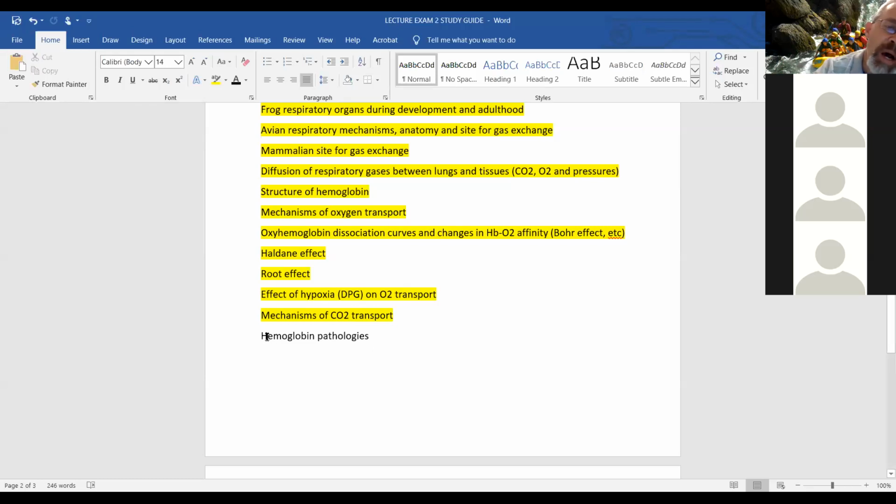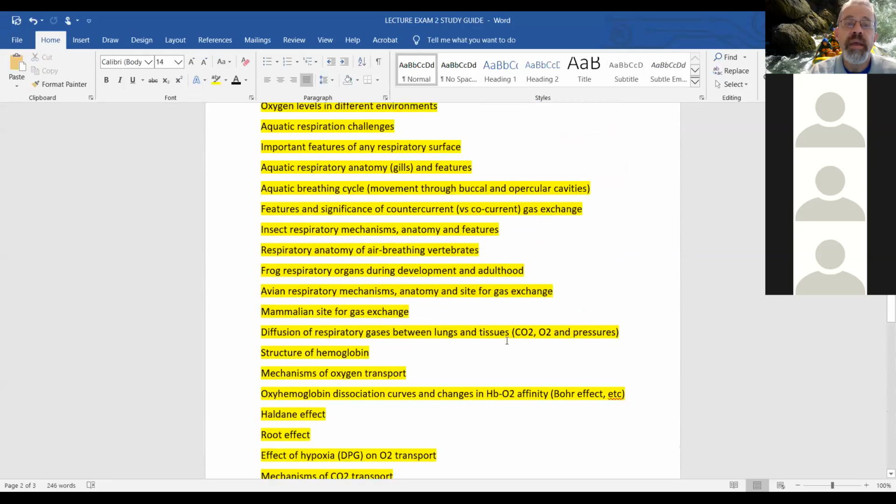Lastly, we spoke about hemoglobin pathologies. I mentioned, of course, sickle cell. I mentioned beta thalassemia. You should know what those are, what causes them. It's a genetic condition, a mutation, and what the complications are. So I believe that is it.